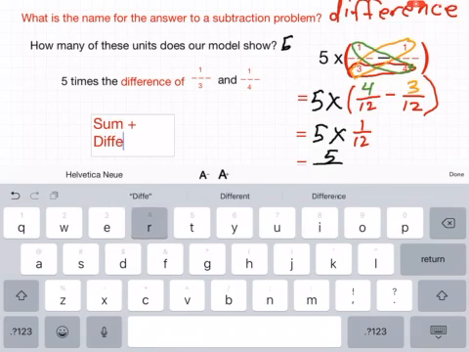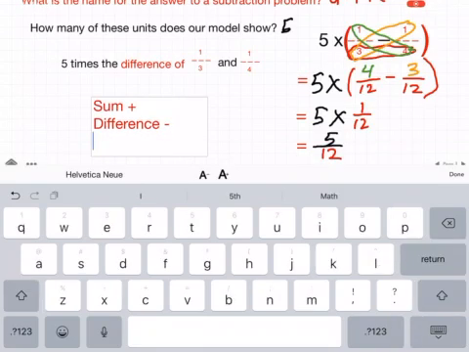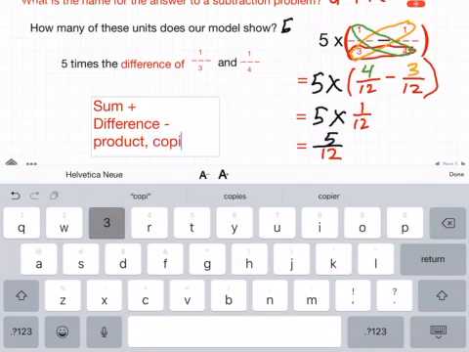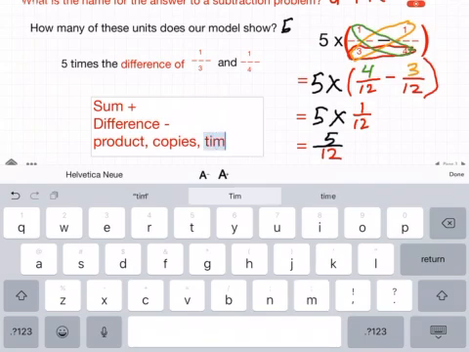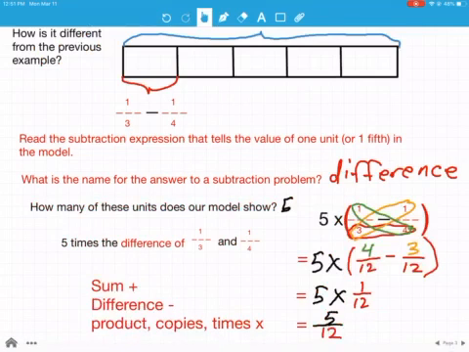Difference is subtraction. Product, copies, and let me think what else, times is multiplication. And right now it doesn't look like they're giving us any division as of yet, because when we multiply times a fraction, there is some division happening.